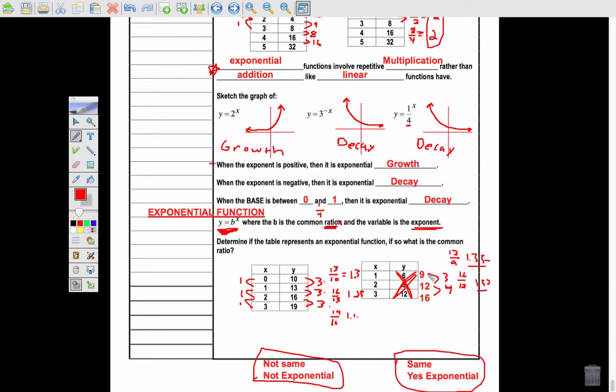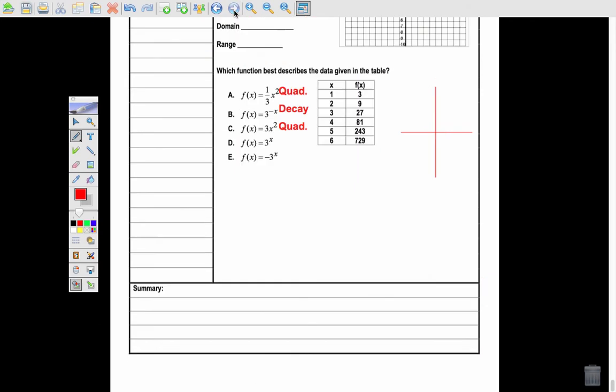So again, we're looking at the ratio. And how do I get the ratio? I just put 12 over 9, 16 over 12. Those ratios are the same. This is an exponential function.